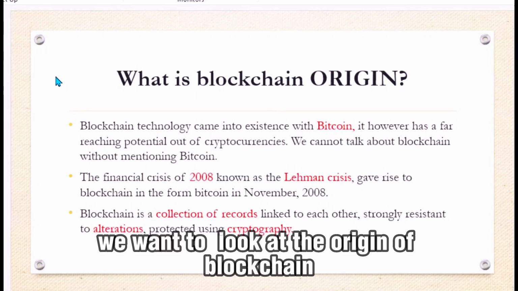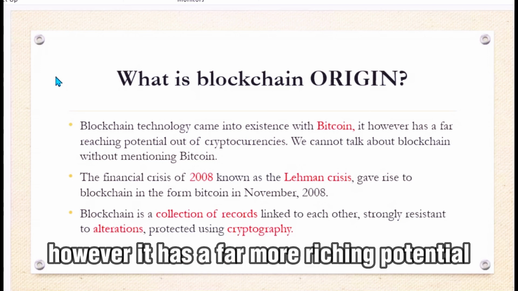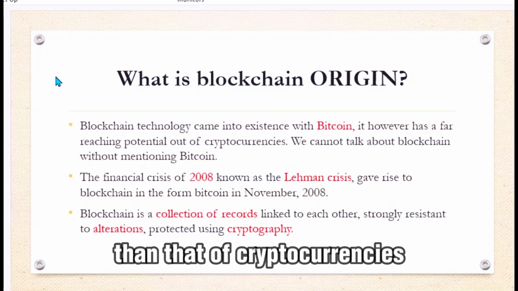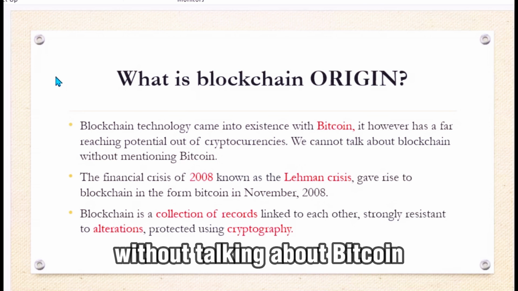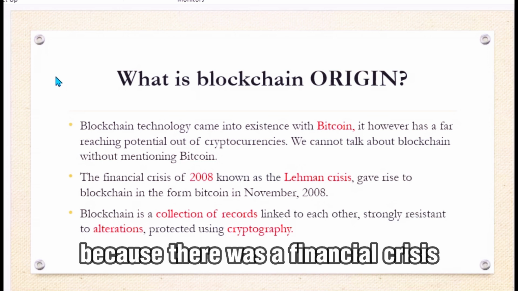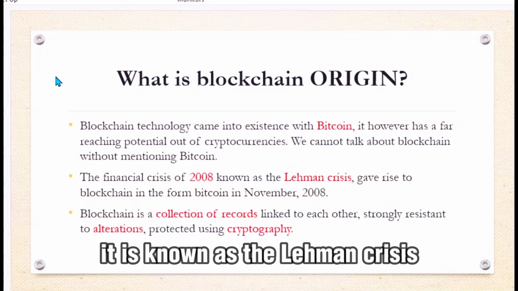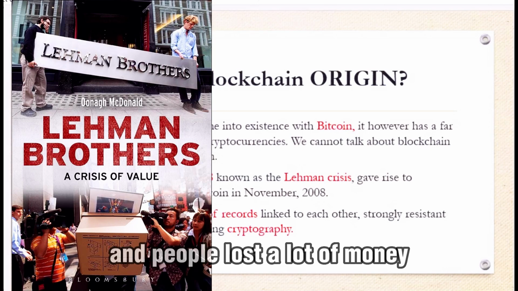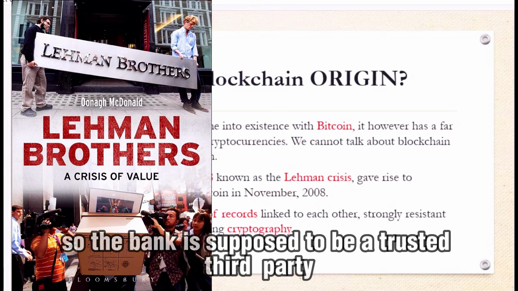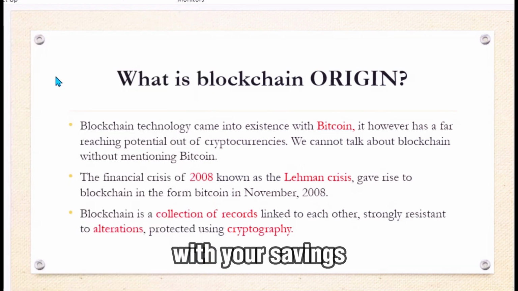First of all, we want to look at the origin of blockchain. Blockchain technology came into existence with Bitcoin. It, however, has a far more reaching potential than that of pure cryptocurrencies. We cannot talk about blockchain without talking about Bitcoin, because there was a financial crisis that took place in 2008 in America. It is known as the Lehman crisis, where a major bank crashed and people lost a lot of money. So the bank is supposed to be a trusted third party that you can entrust with your assets, with your savings, with your money.